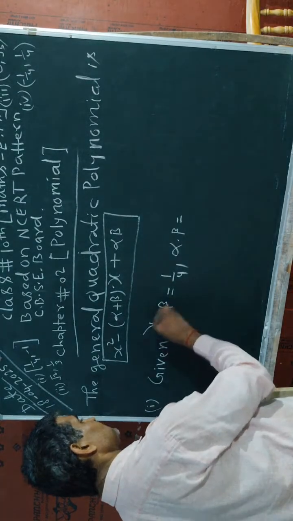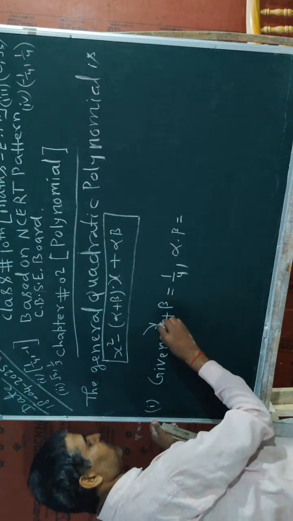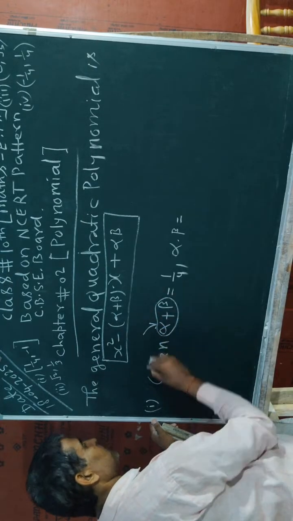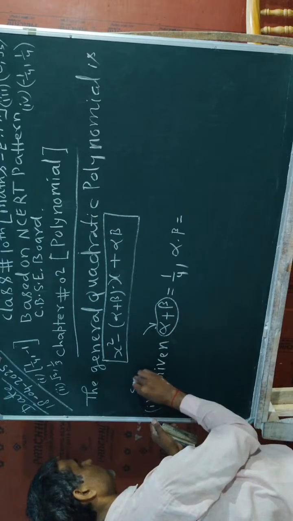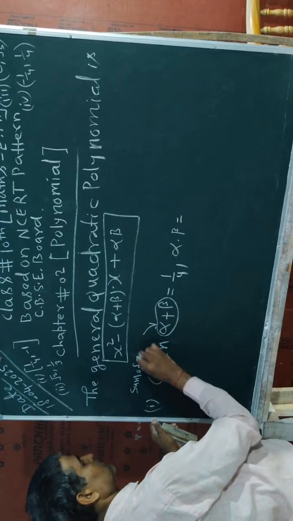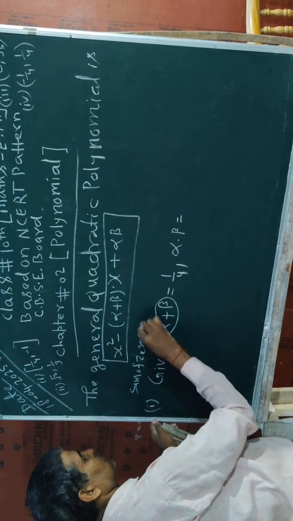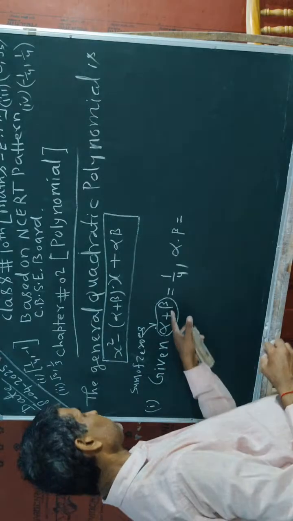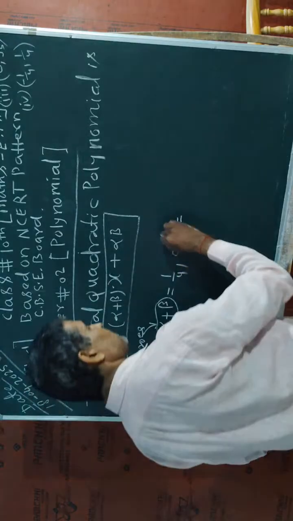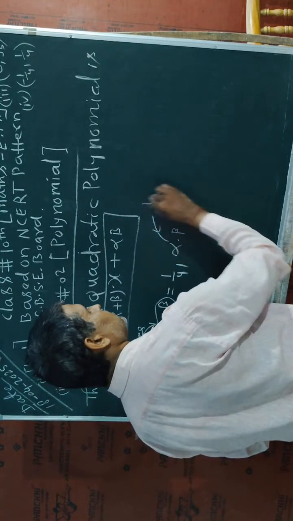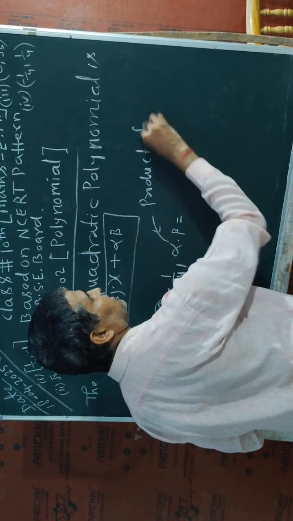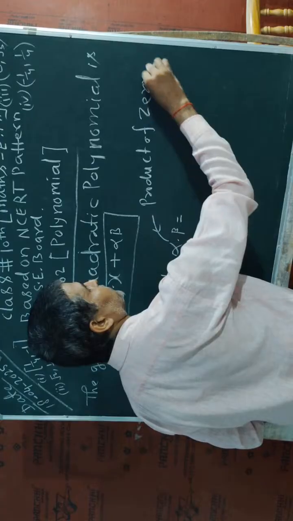Here I will write: sum of zeros. Alpha plus beta, this is the sum of the zeros, and alpha into beta I will say product of zeros.